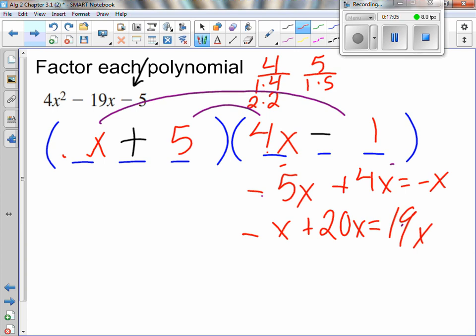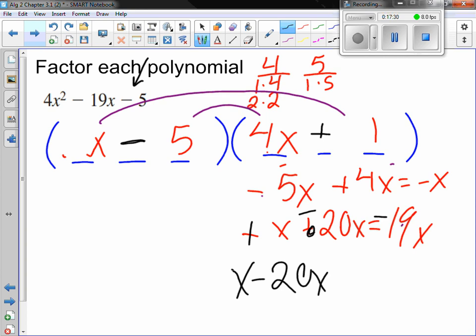It's negative, yes? Yes, if you get the correct number but wrong sign, flip the signs. Because if we redo this, this would be positive, this would be negative, and we get negative 19 because it'd be x minus 20x is negative 19x.